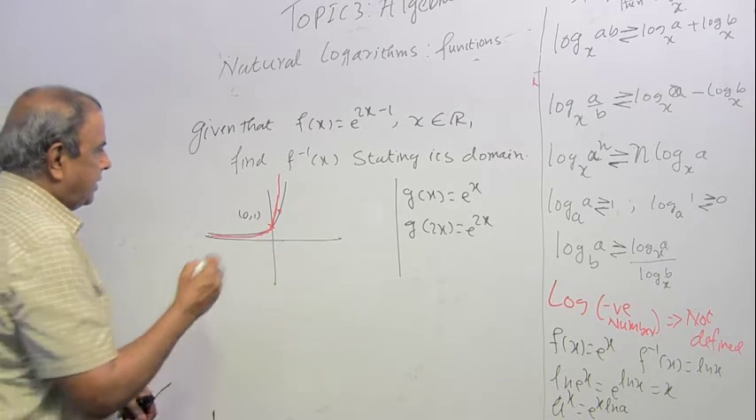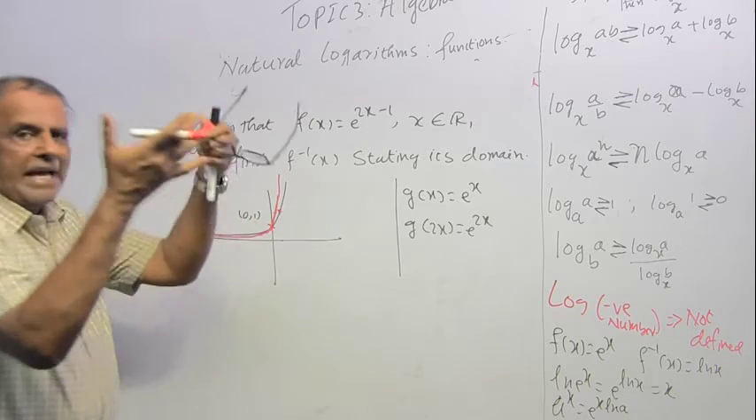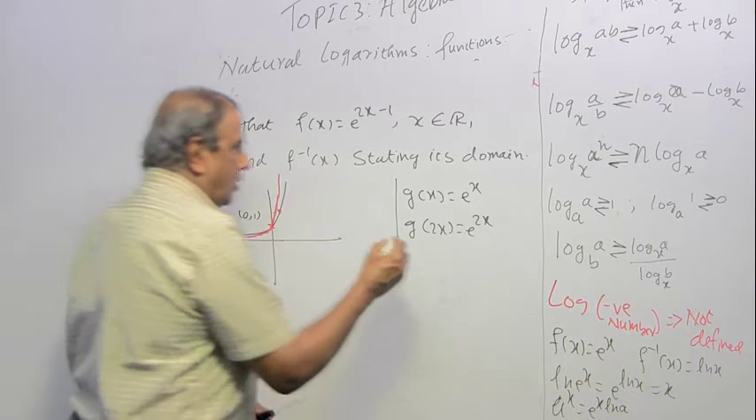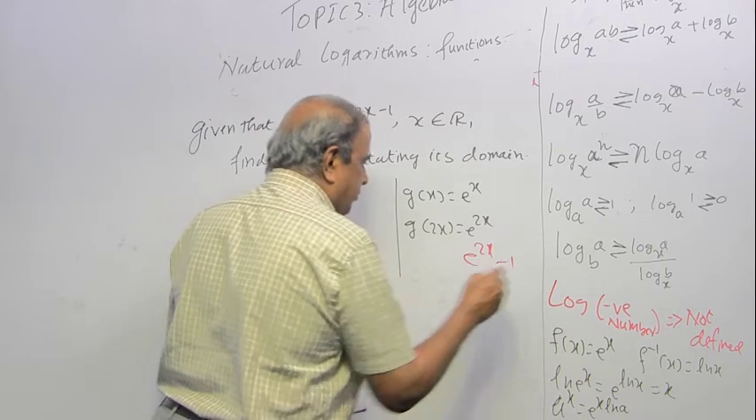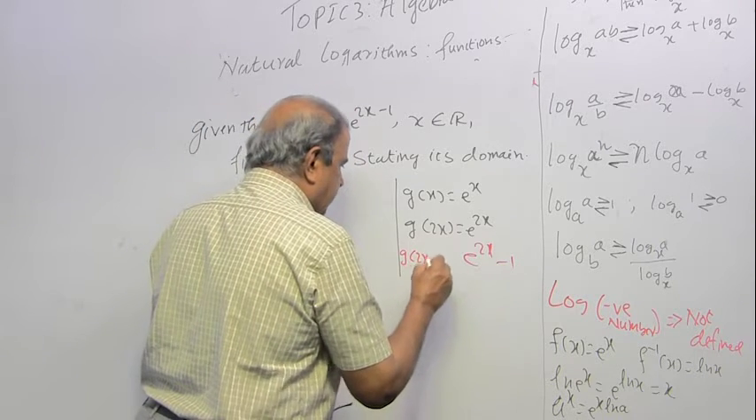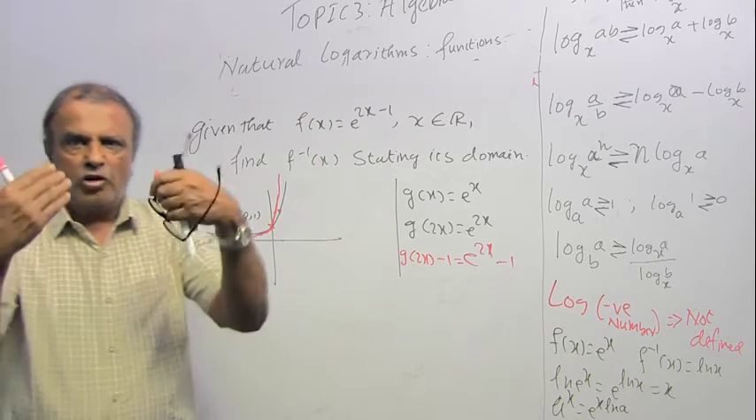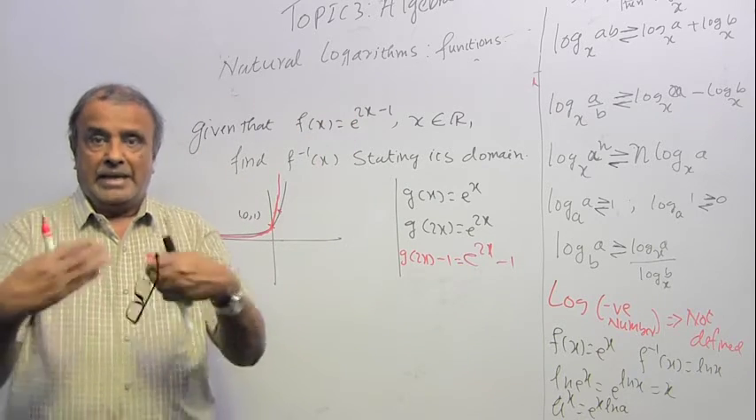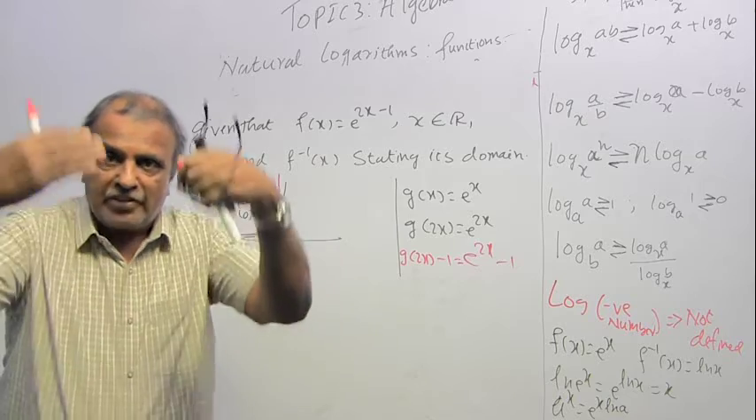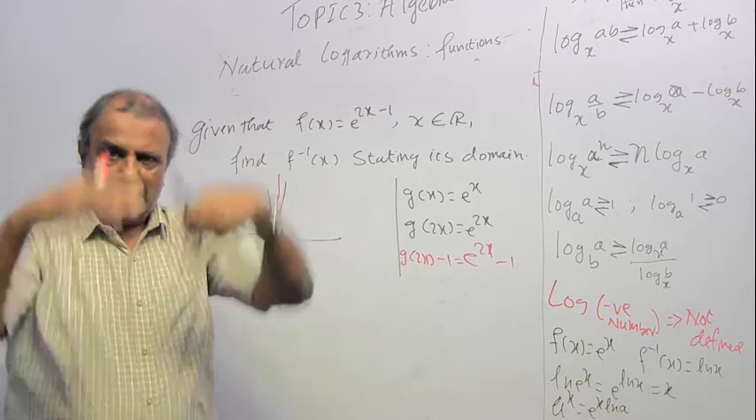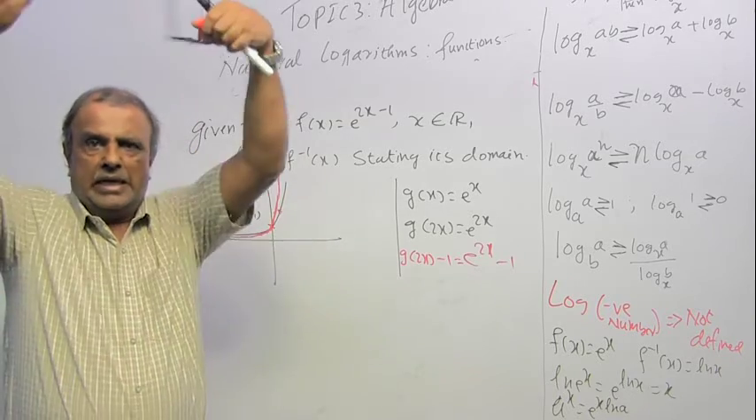But then minus 1. What is e power 2x minus 1? It will be g of 2x minus 1. The change is outside the bracket, so it affects y. And with y, it's the opposite way. If it is minus 1, it will come down. If it is plus 1, it will go up.